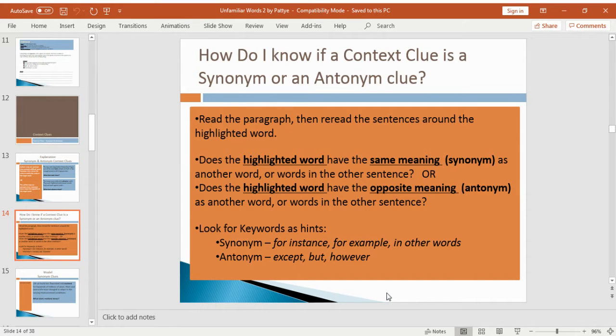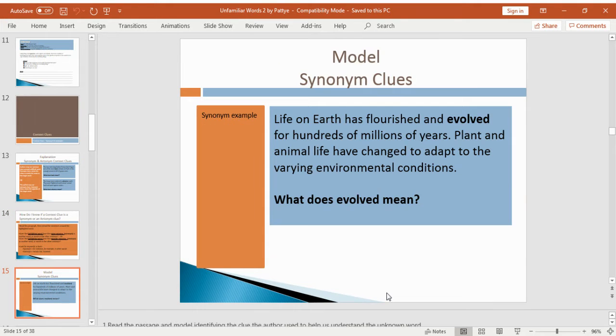How do I know if a context clue is a synonym or an antonym when I read a paragraph? I have to think to myself, does a highlighted word have the same meaning as the other word? Or does a highlighted word have an opposite meaning of a word? I can look for key words to help me decode using context clues. If it is a synonym, I might see, for instance, for example, in other words. If it's an antonym, which means it's the opposite, I may see except, but, or however.